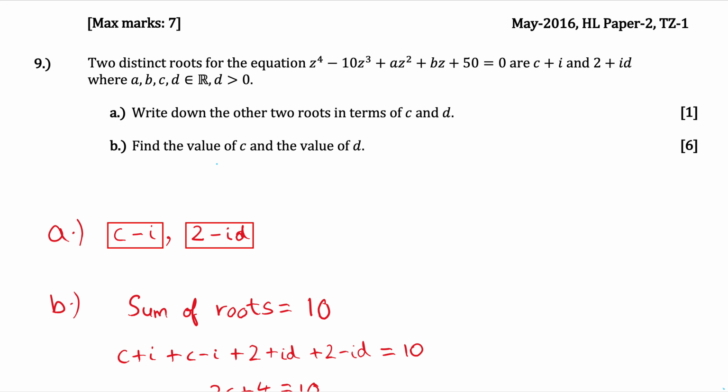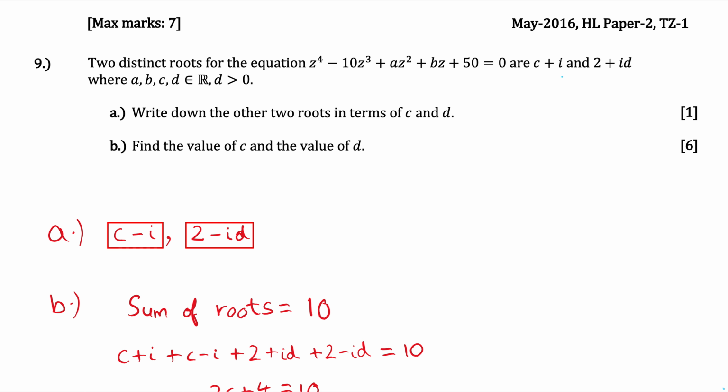Question number 9 from May 2016, HL paper 2, time zone 1. We've been given a polynomial of degree 4 that equals 0 and also given the two roots c plus i and 2 plus id, where a, b, c, d are real numbers and d is greater than 0. So in part A, we need to write down the other two roots in terms of c and d.